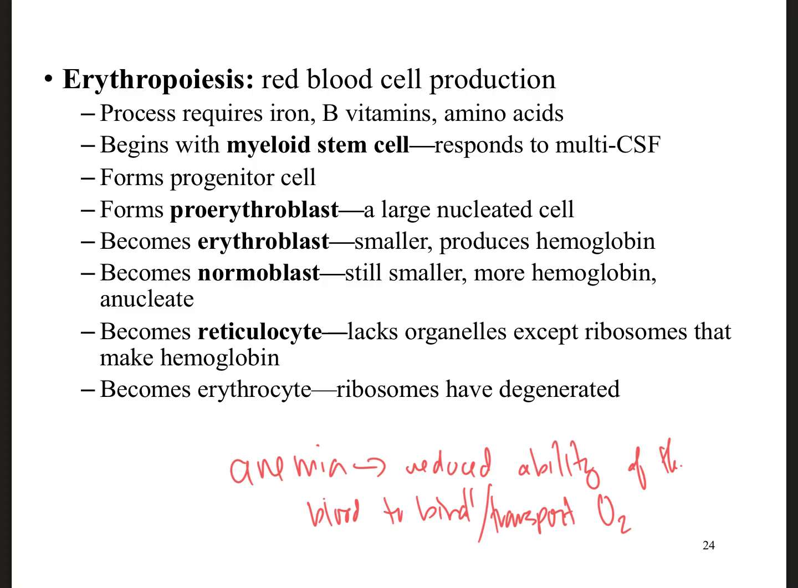That will begin with the myeloid stem cell, go through a pro-erythroblast, and eventually become what's called a reticulocyte. A reticulocyte is an immature red blood cell. It lacks the organelles, it just cannot produce enough hemoglobin yet. And then eventually the mature erythrocyte is formed. Okay? Questions?